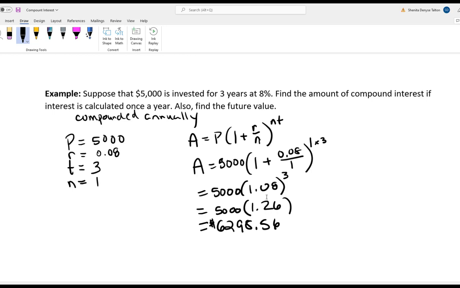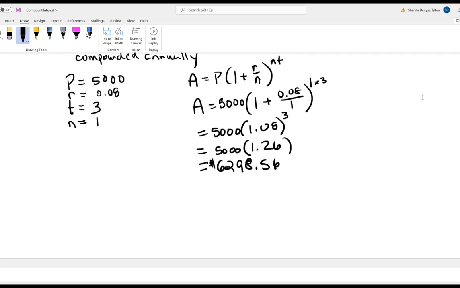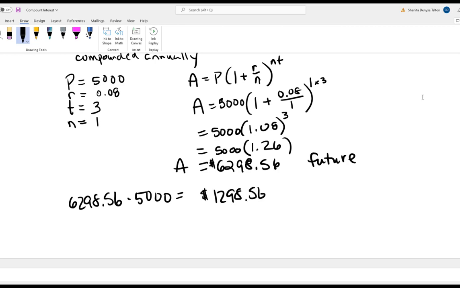This means when I invest my $5,000 in the bank, and I leave it there for 3 years, compounded annually at 8%, at the end of my 3 years, I'll have $6,298.56. So this is my future value. To figure out how much interest I made, I'm going to take my future value and subtract off what I invested. So I'm going to subtract off the 5,000. I get $1,298.56. This is how much money I made in interest, which is pretty good.